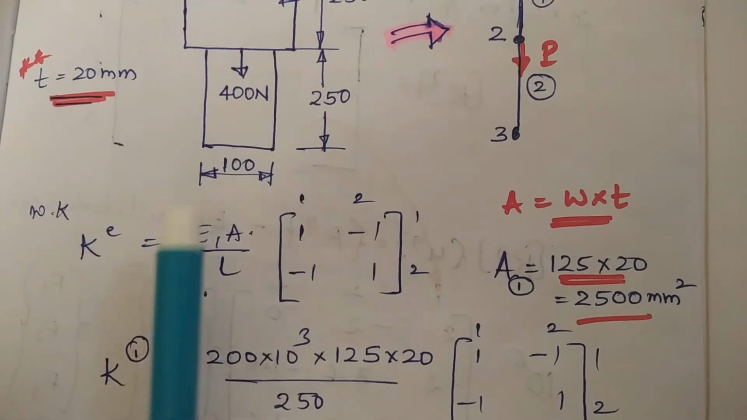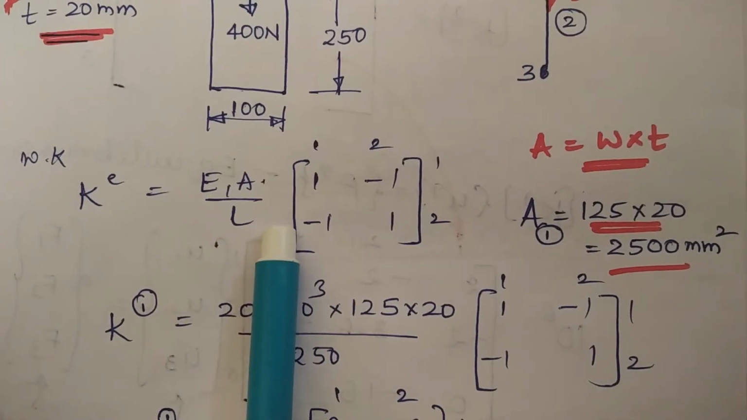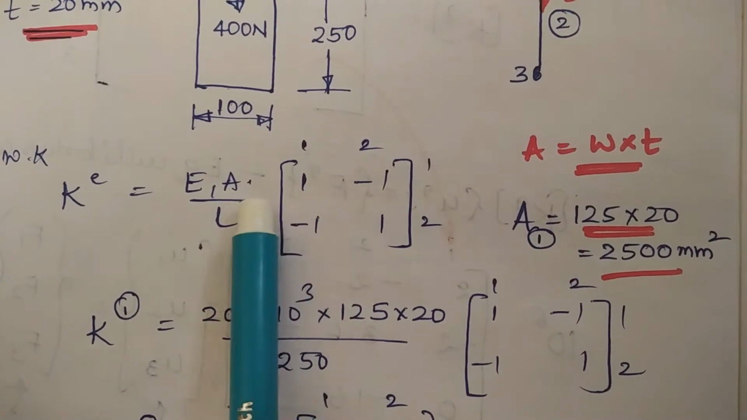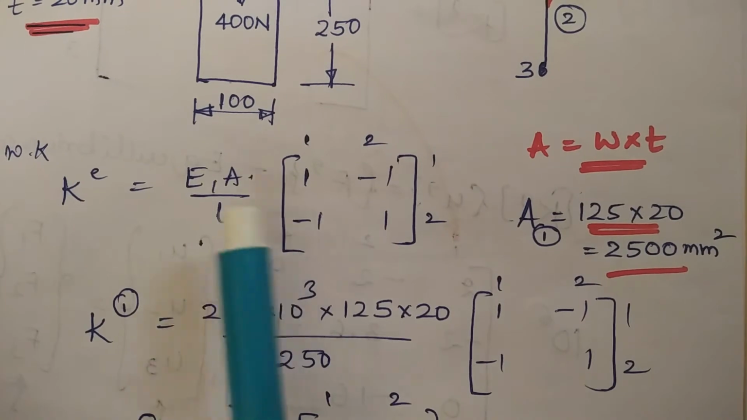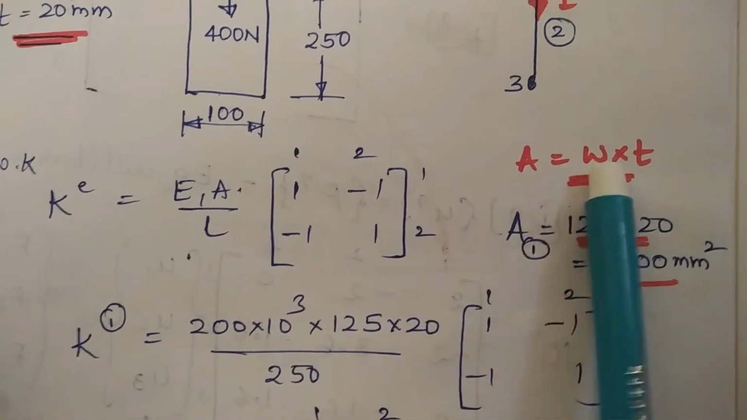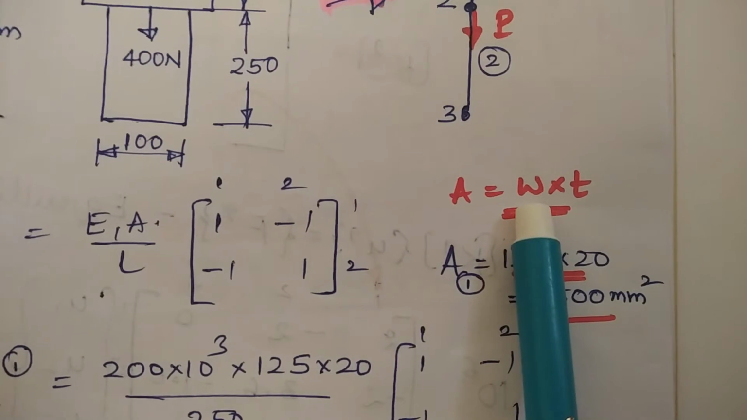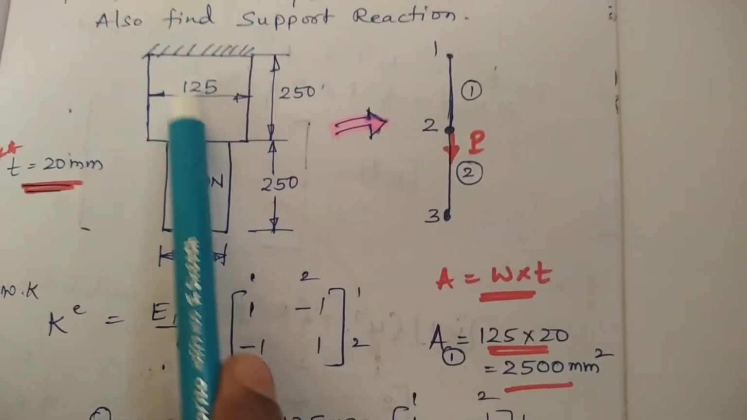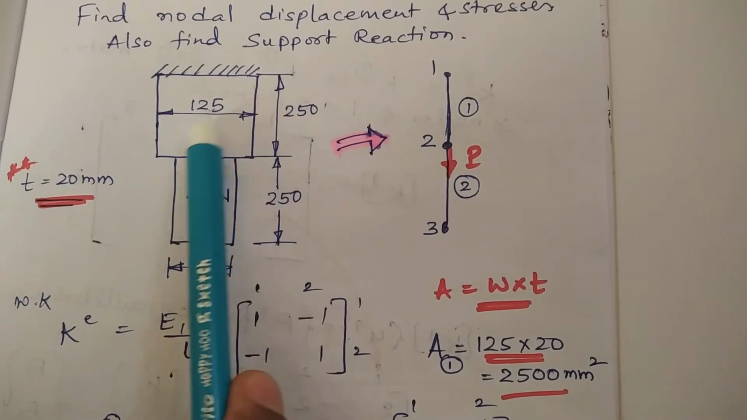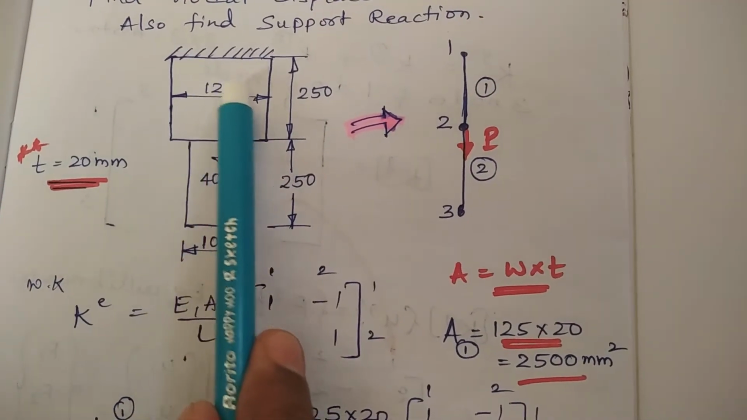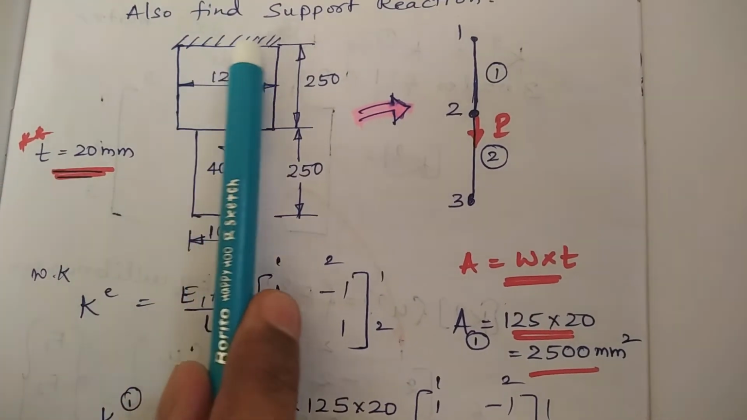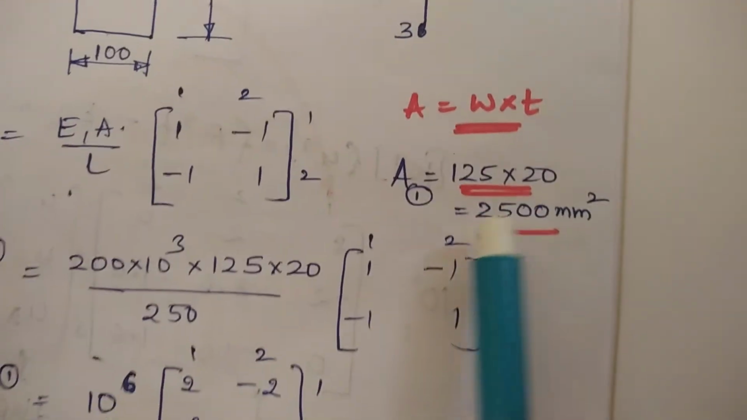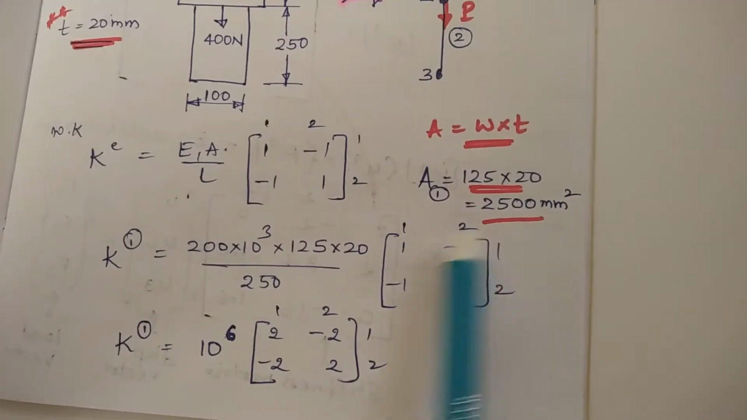In step number 1, you will obviously be writing the element stiffness matrix EA by L. If it is portion 1, the suffix will be 1. If it is portion 2, it will be 2. Now here A, the cross section of this particular plate, will be W into T. If it's a round cross section, students, they would have mentioned the diameter, and you would have found pi d square by 4 as the area. Since it is a plate, you need to be careful: take the cross section by multiplying the width and the thickness. So you got the area.